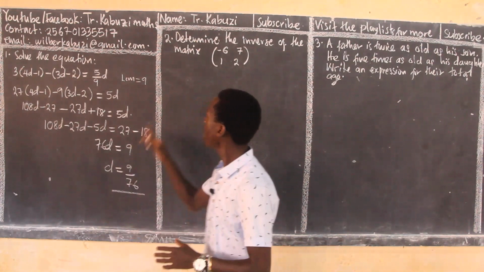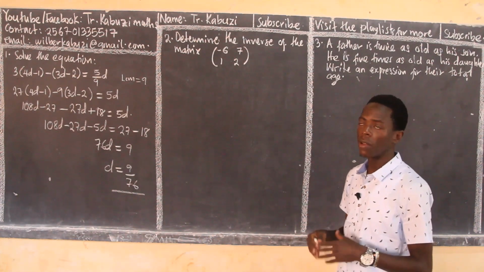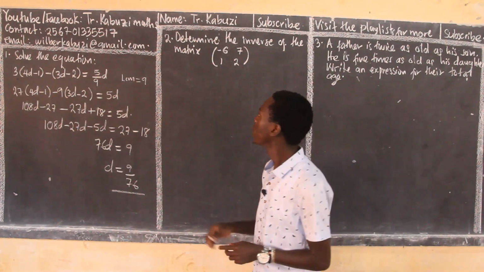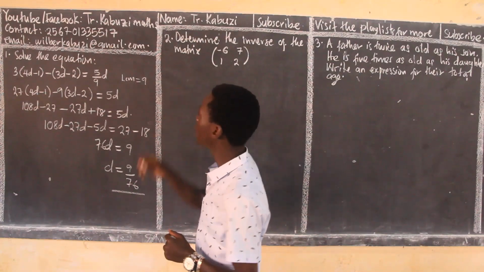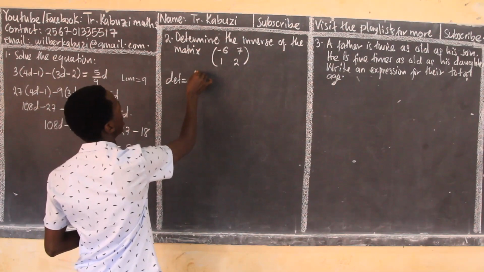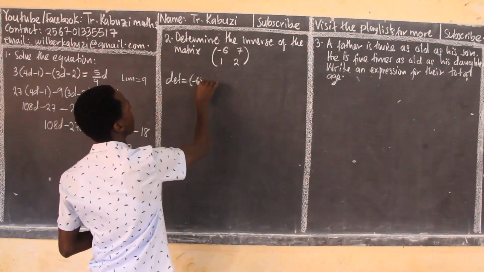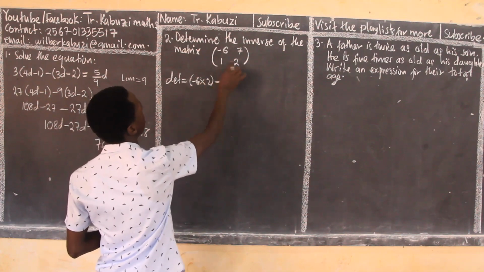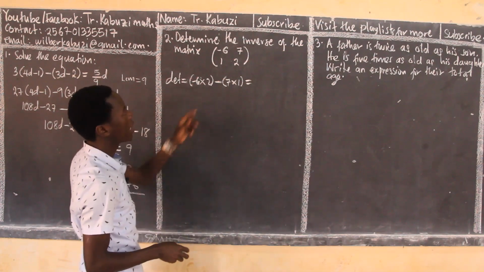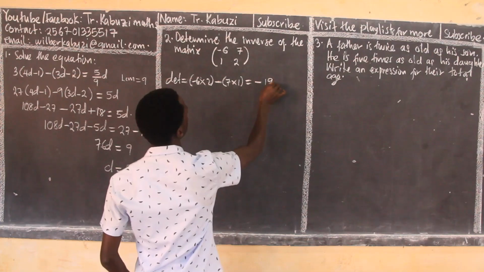When we come to the next number, it says determine the inverse of a matrix. Now, in order to get the inverse of a matrix, all we need is the determinant and then its adjoint. So when we come here and we get the determinant of this matrix, the determinant, we said, you get the product in the major minus the product in the minor. And this will give us negative 12 minus 7 to get us negative 19.